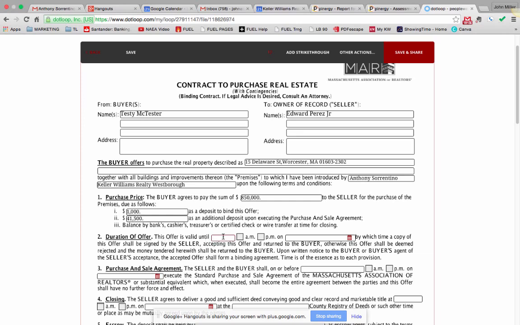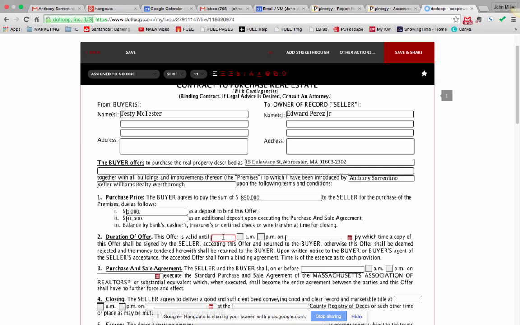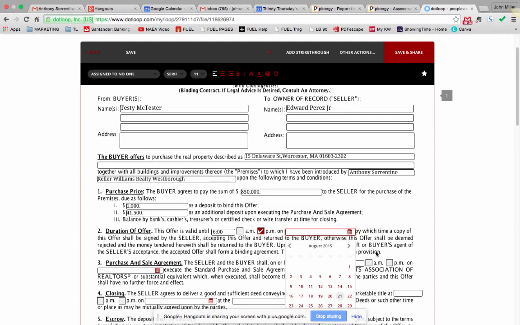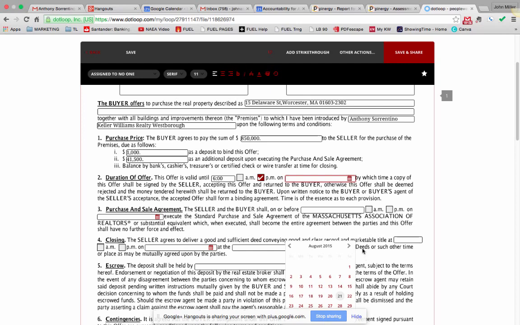So the duration of the offer. This offer is valid until, and let's just pick a date and time, then I'll tell you what we do traditionally here. So let's say it's 6 p.m. and we'll pick a date. It's kind of interesting that it has the calendar here so you can see the date. So right now, today's the 21st of August. And so let's talk about dates and the duration of the offer.